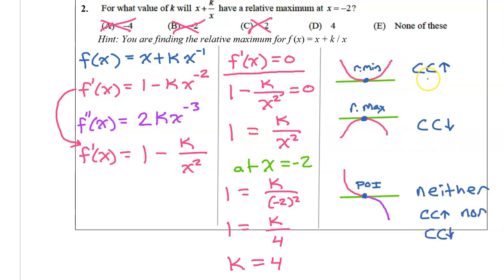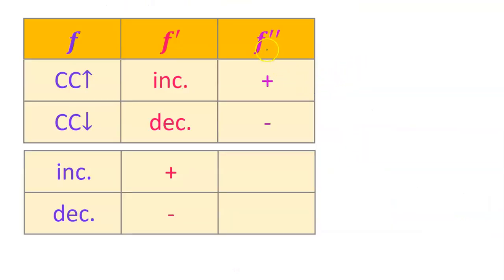If the function is concave up at x equals negative 2, then the point of tangency is a relative minimum. If the function is concave down, then it is a relative maximum. And if the function is neither concave up nor concave down, we have a point of inflection. In all 3 cases, f prime is equal to 0. So how can we tell which one we have? The answer is we can use the second derivative test. We have learned that the function will be concave up if the second derivative is positive, and concave down if the second derivative is negative.